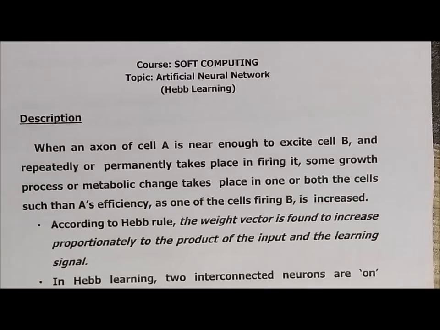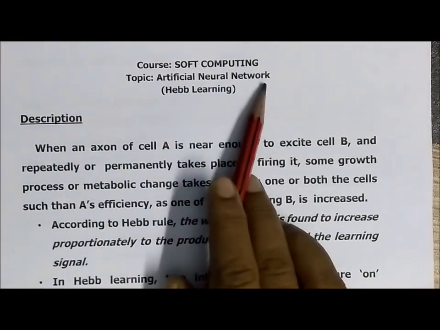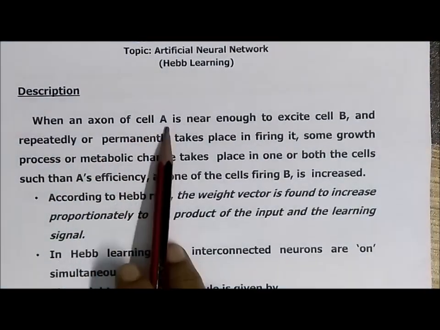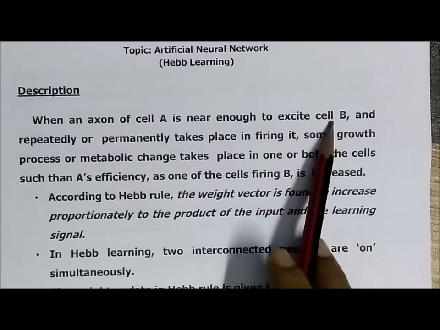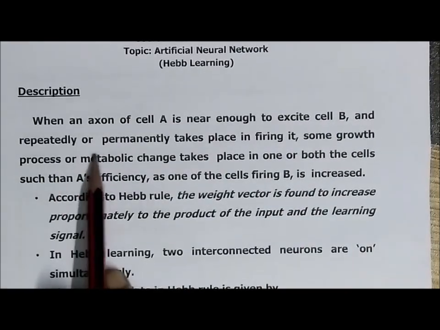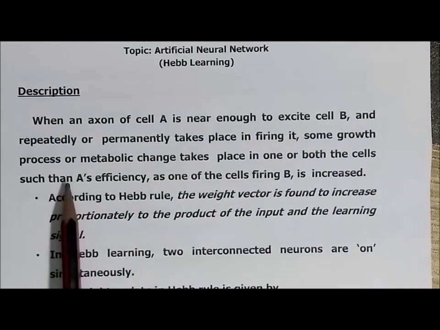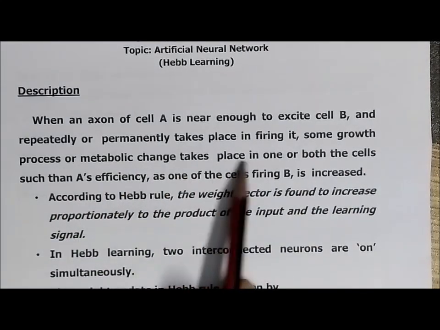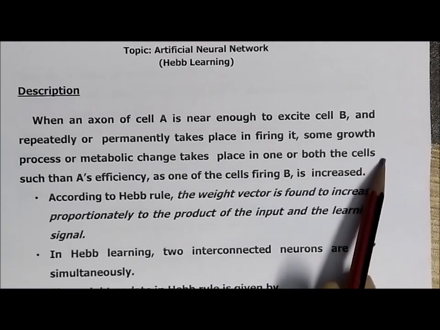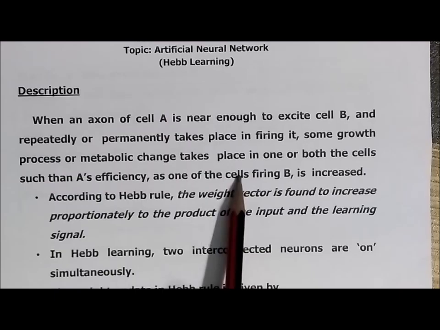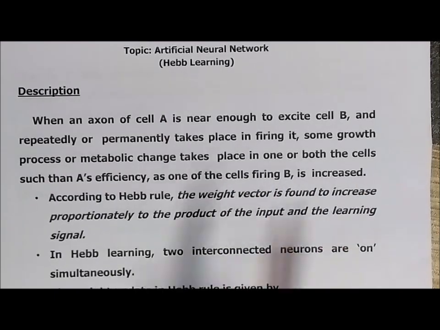So today let us discuss the topic Hebb learning in artificial neural network. The description is: when an axon of cell A is near enough to excite cell B and repeatedly or permanently takes place in firing it, some growth process or metabolic change takes place in one or both the cells such that A's efficiency as one of the cells firing B is increased.